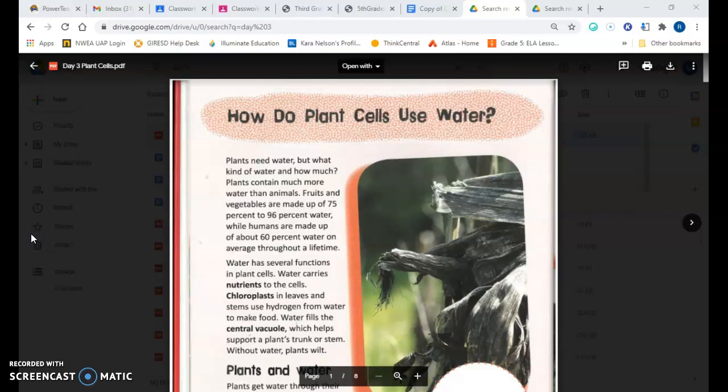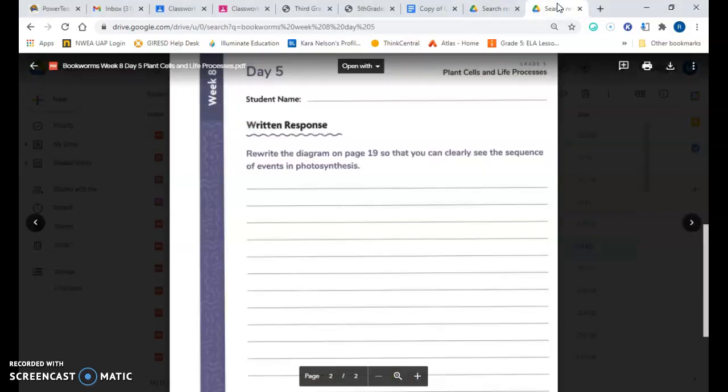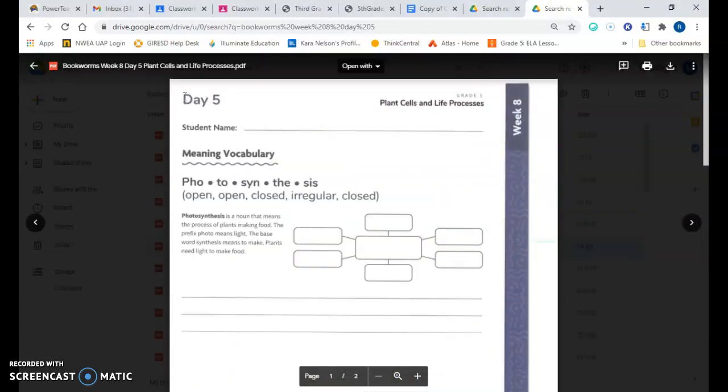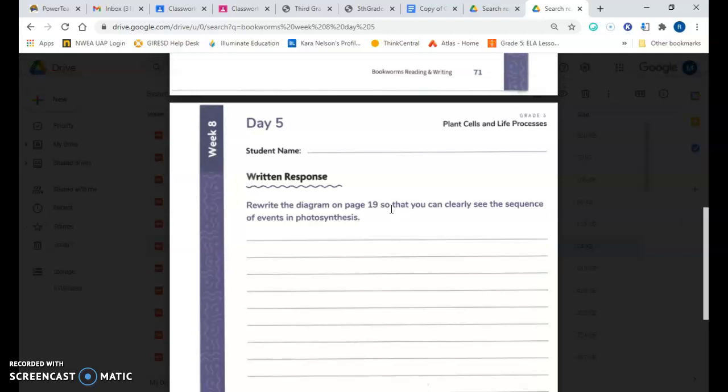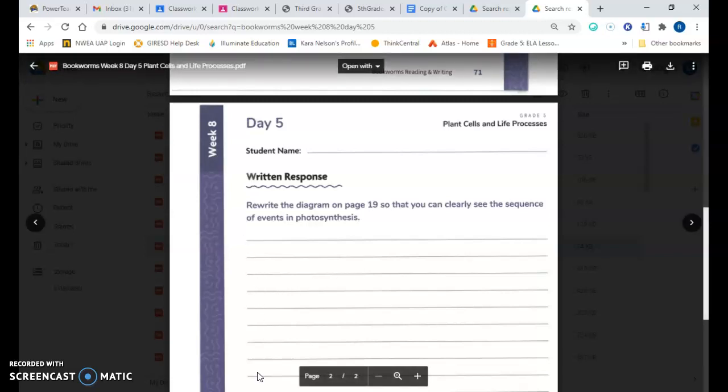So remember, for that structure, you're going to look for number words or time words. It does look like a little bit longer reading today since it's 14 through 21, but if you were to look at the work, we only have one vocab word today, and then we just have this written response where it's asking us to rewrite the diagram on page 19 so we can see the sequence. So really it's just going to be a numbered list of events for photosynthesis.